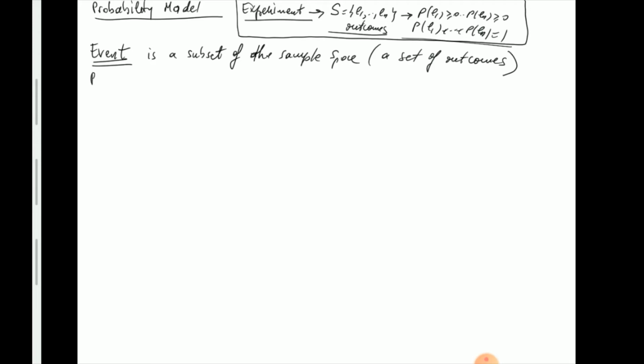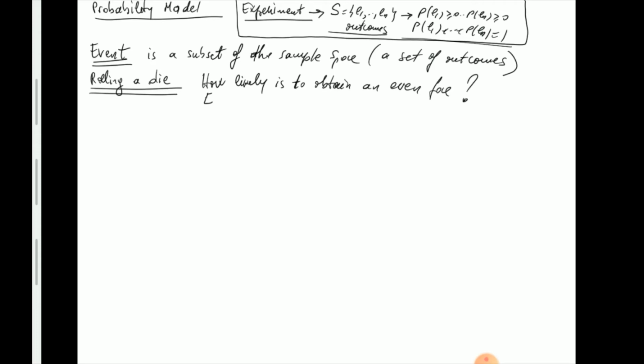So let's go back to the rolling a die experiment. For example, you may want to figure out how likely it is to obtain an even face. So notice, let's say you don't care about whether you get a specific number. The probability of getting a specific number is 1 over 6, we know that. But what about an even face? Let's say you play a game in which there is some prize if you roll a die and you obtain an even face. That is a question about the probability of whether you end up with an outcome in the following set.